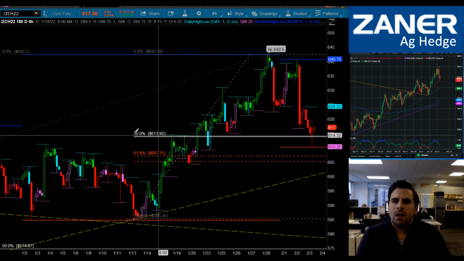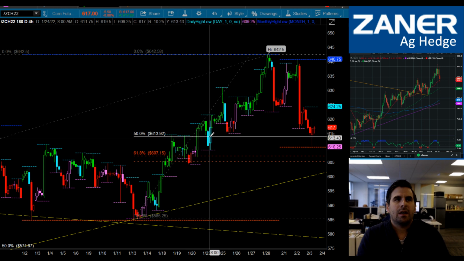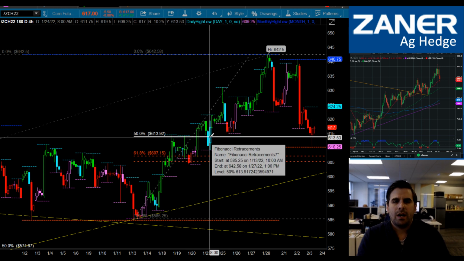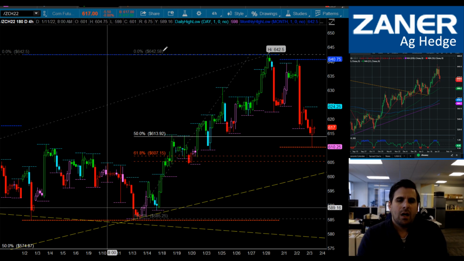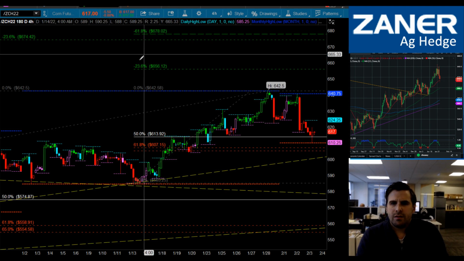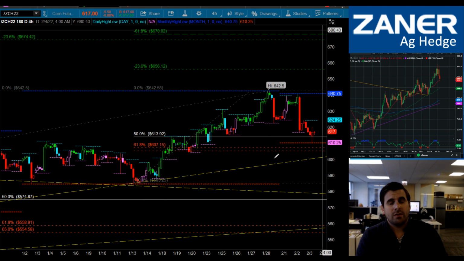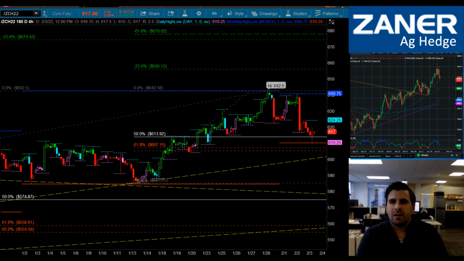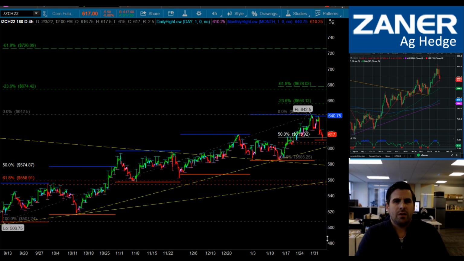This 614 area was a highly anticipated level. Like I said before, the 18-day moving average, the old highs, now tested as broken resistance as support, and this 50% level of the full pullback for the month. If we trade higher now through the highs, I see us going to 656 in the next swing, and very likely would extend towards 680 to $7 in the next leg up of corn, if we are going to continue in this bullish trend.